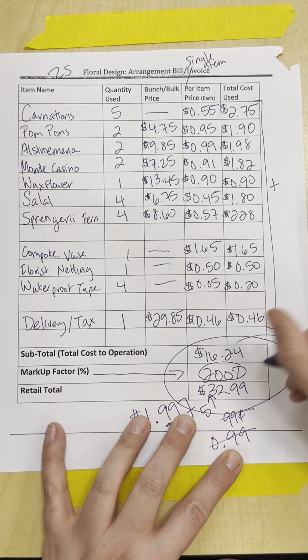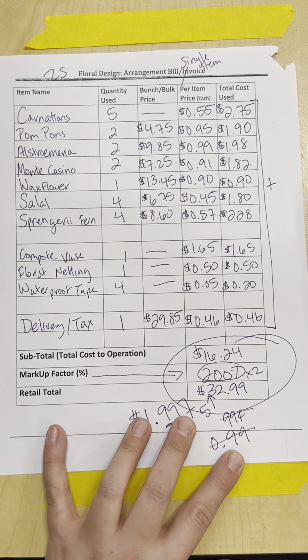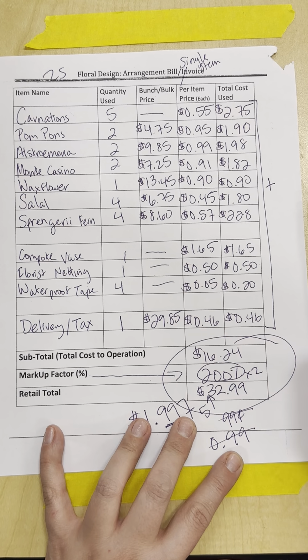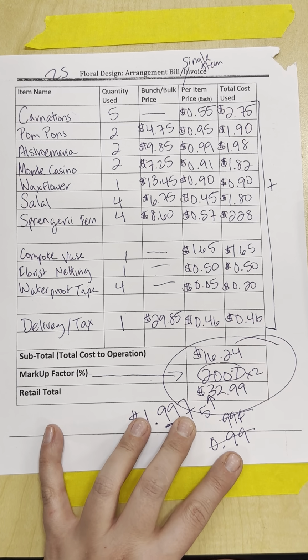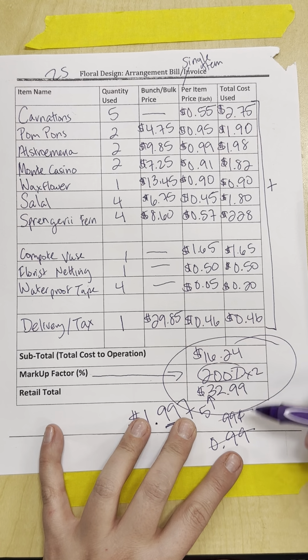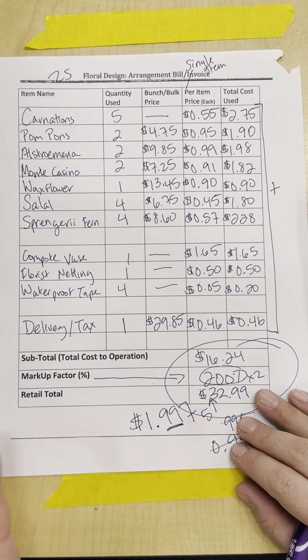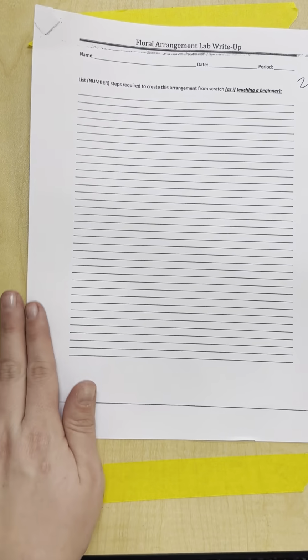This is doubling. 300 would be tripling. 400 would be quadrupling. So it's doing the same thing. All right? Okay.